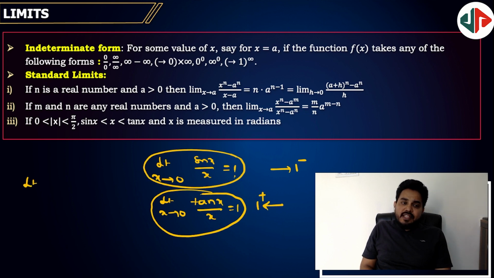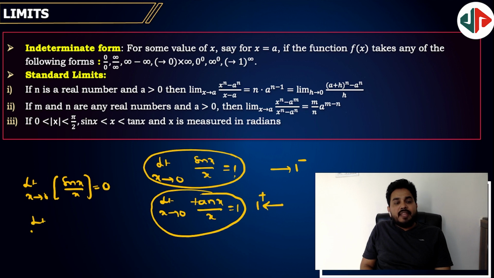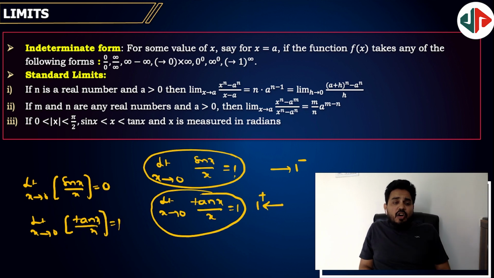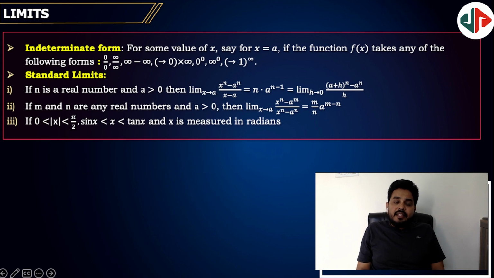Maybe if someone is asking limit x tending to 0, step up greatest integer function of sin x by x is equal to 0. Limit x tending to 0, greatest integer of tan x by x is equal to 1. And also you can look at some of the basic standard limits. Limit x tending to 0, 1 minus cos x by x square is equal to 1 by 2. Okay.